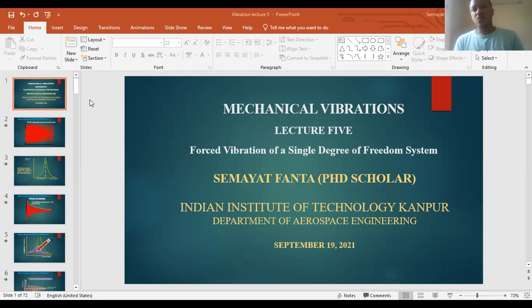And also, we covered the logarithmic decrement. When viscous damping is applied to the structure, there is an amplitude difference in every cycle. What is the reduction of amplitude after one complete cycle? That is what we call the logarithmic decrement, which is also covered in our previous lecture.